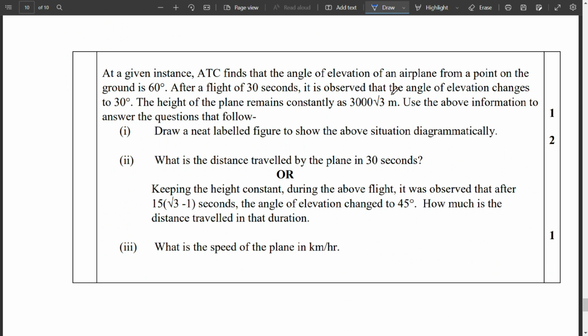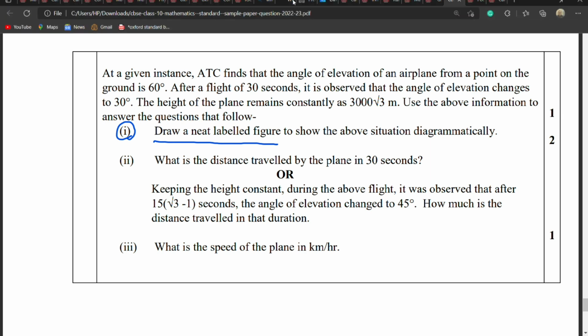At a given instance, ATC finds that the angle of elevation of an aeroplane from a point on the ground is 60 degree. After a flight of 30 seconds, it is observed that the angle of elevation changes to 30 degree. The height of the plane remains constant at 3000 root 3 meter. Use the above information to answer the questions that follow. Draw a neat labelled figure to show the above situation diagrammatically. And what is the distance traveled by the plane in 30 seconds? So first we have to draw a neat labelled diagram, and then find the distance traveled by the plane in 30 seconds. So let's start with the diagram.